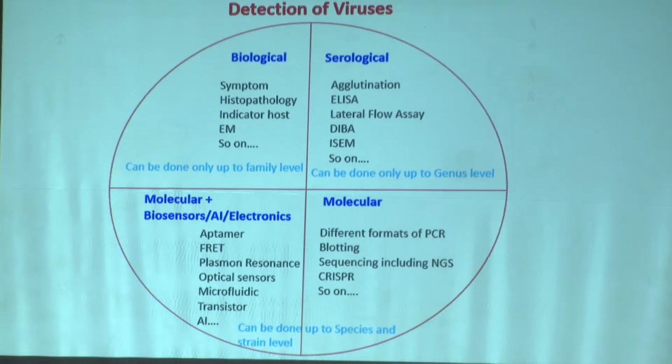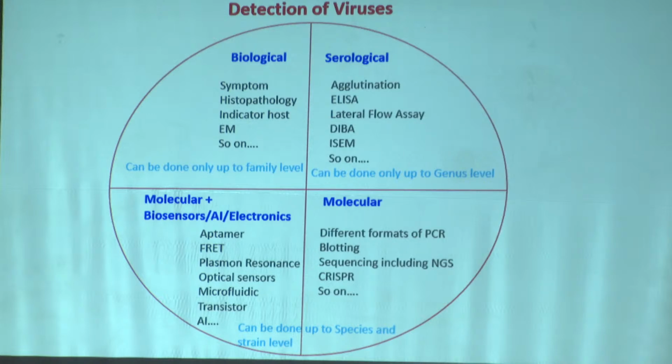So when serological techniques came, at that time we could tell that this group of virus is affecting, but we cannot tell which particular species of the virus. So serological techniques have this much limitation for detection.